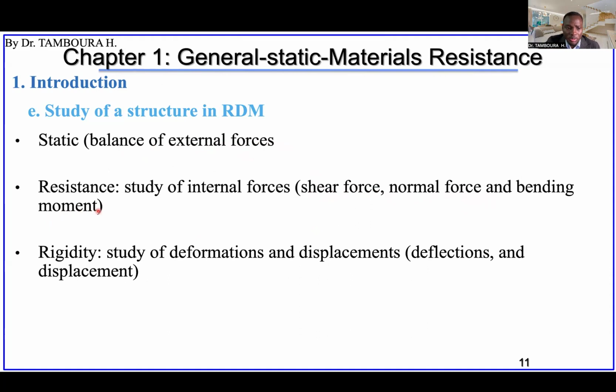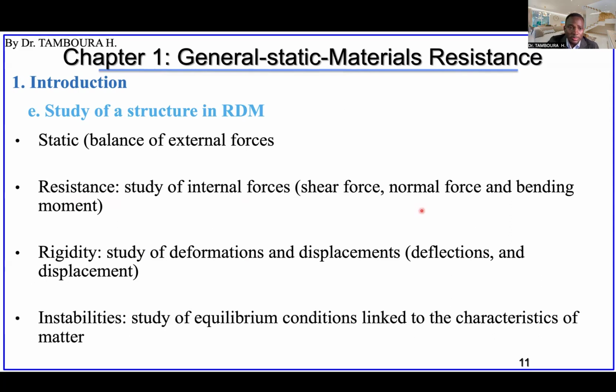Rigidity now. What is the rigidity? If you study this shear force, normal force, and bending moment, it will allow you to find the deformation and displacement. That means deflection and displacement. Okay, so you will judge, because if the displacement or deformation is high, it means your structure is not rigid at all. So the rigidity comes after checking these internal forces. Okay, then you check the stability or instability by studying the equilibrium condition linked to the characteristic of the material, not matter, actually, the material. Okay.